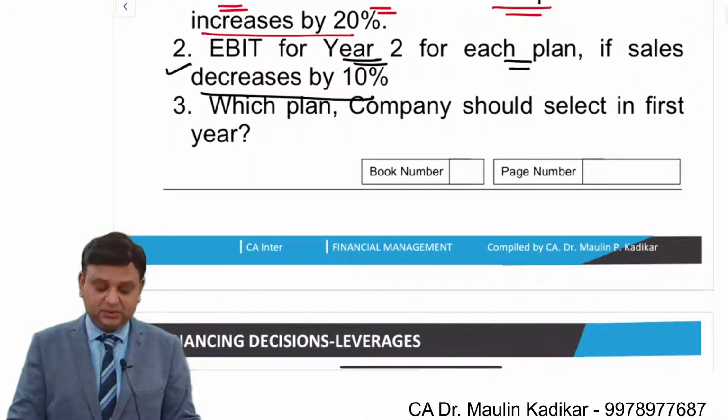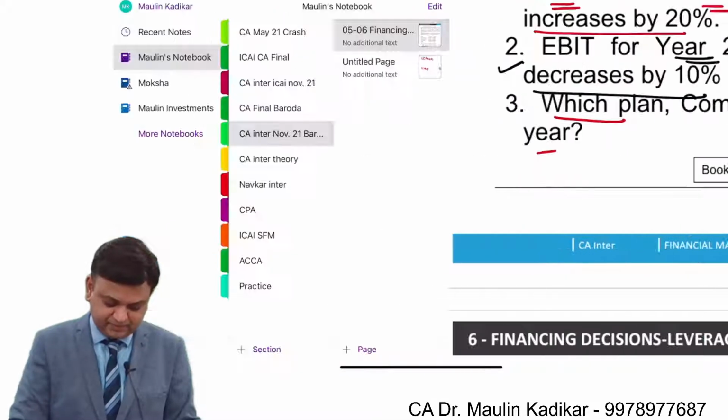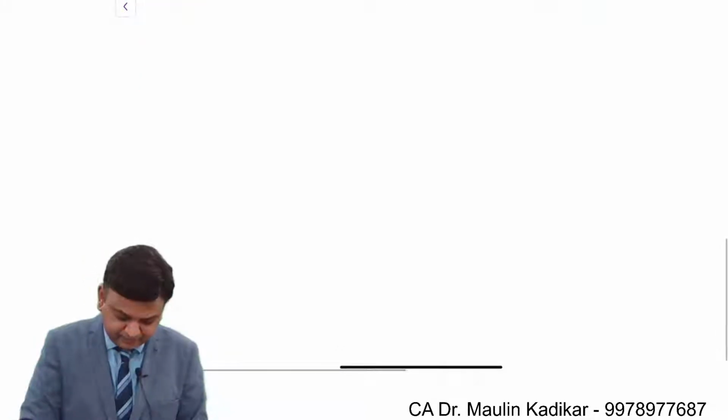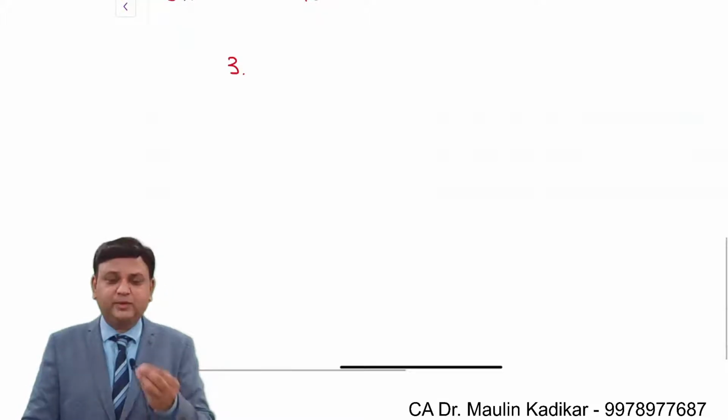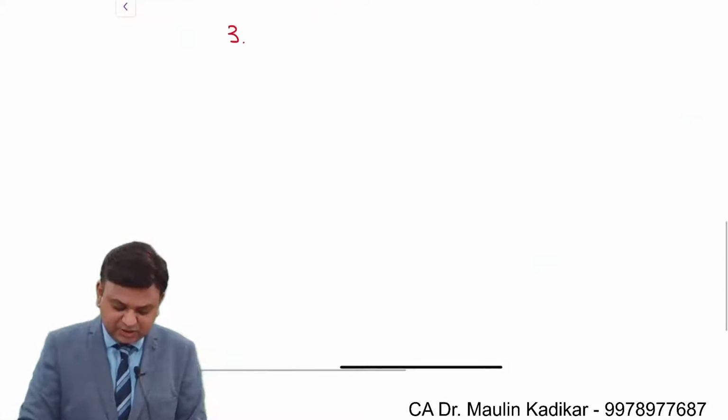Now, third question: which plan should the company select in the first year? Everybody is requested to pay attention. ये जो थर्ड क्वेश्चन है, उसको मैं थोड़ा एलेबरेट करता हूं. आई एम आस्किंग अ क्वेश्चन टू ऑल ऑफ यू.